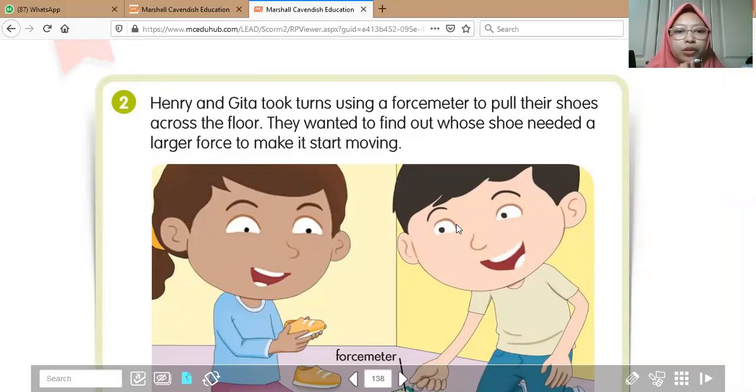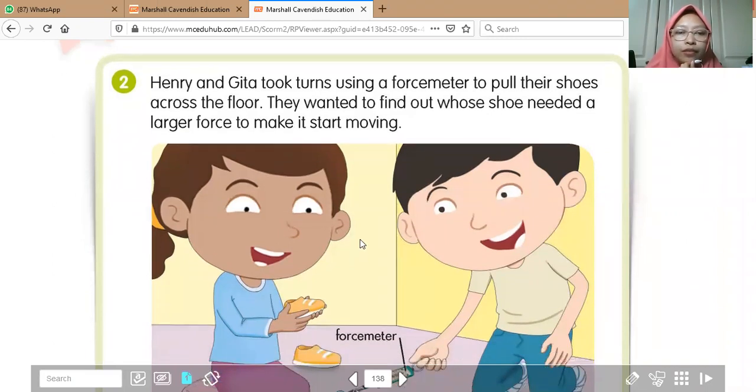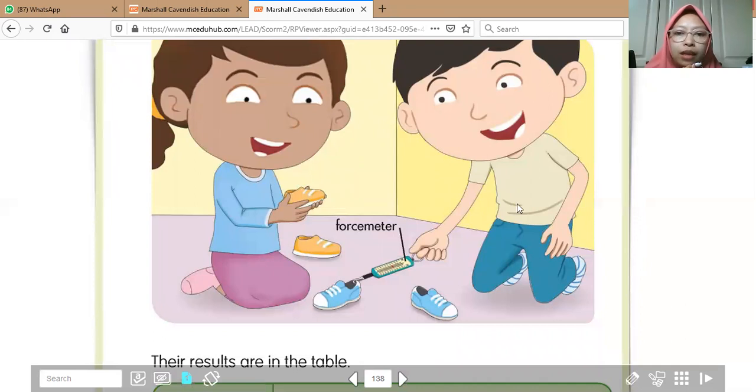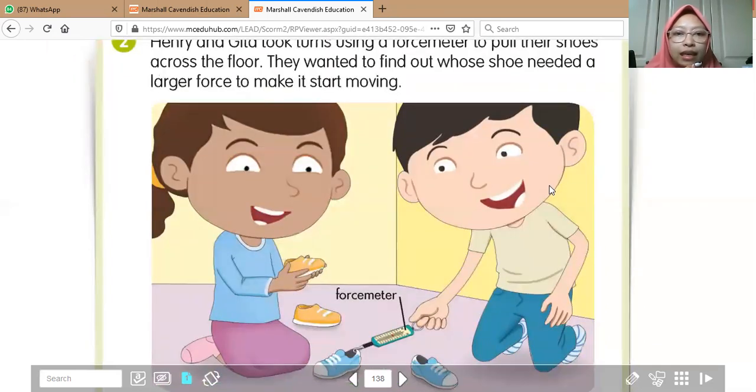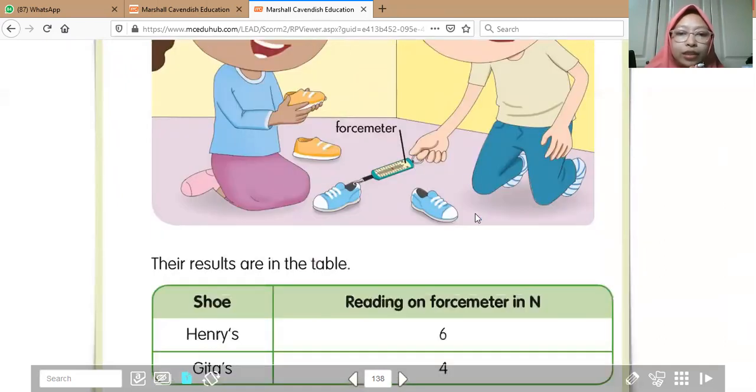Okay, now please, my students, open your book, page number 138. This continues the exercise from yesterday. Number two: Henry and Gita took turns using a force meter to pull their shoes across the floor, and they wanted to find out whose shoe needed a larger force to make it start moving. Please look, the blue shoe is Henry's, and Gita has the orange shoe.